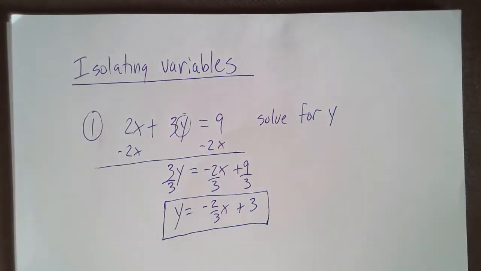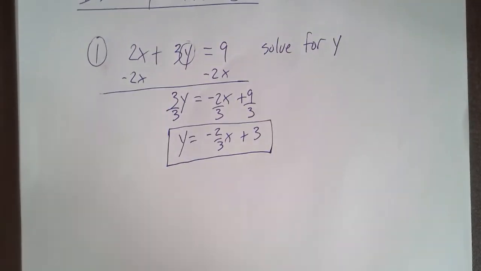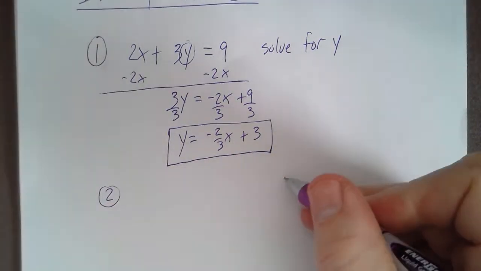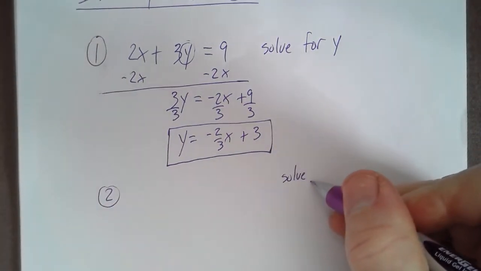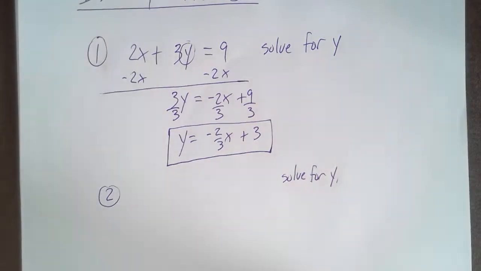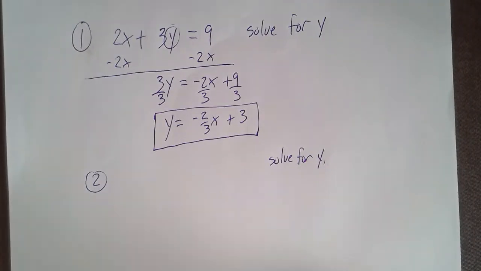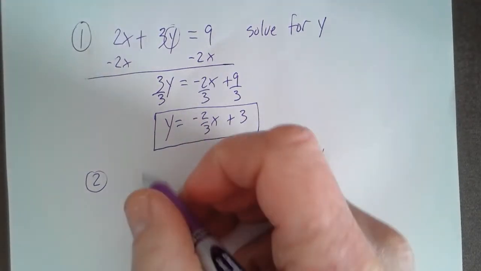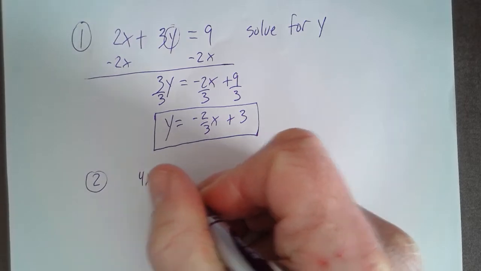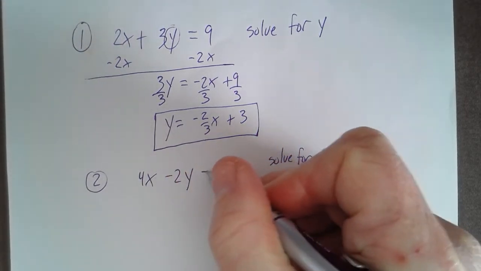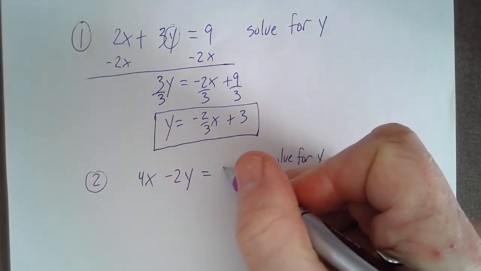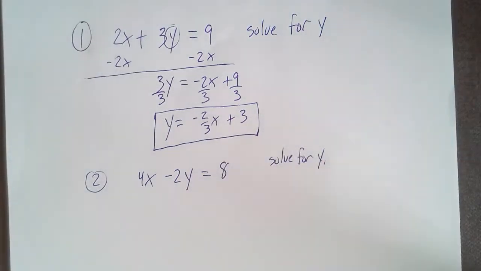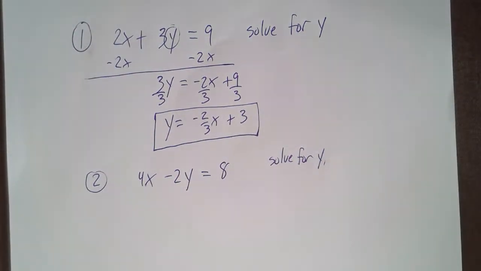And there we go. Now you're going to try, I'm going to write down number 2, and you try number 2. Okay, the directions are the same. Solve for y. And pause the video, you try number 2, and then you'll get feedback to see if you did it correctly. So here we go. Let's throw a negative in there. 4x minus 2y is equal to 8. All right, so you're going to solve for y.